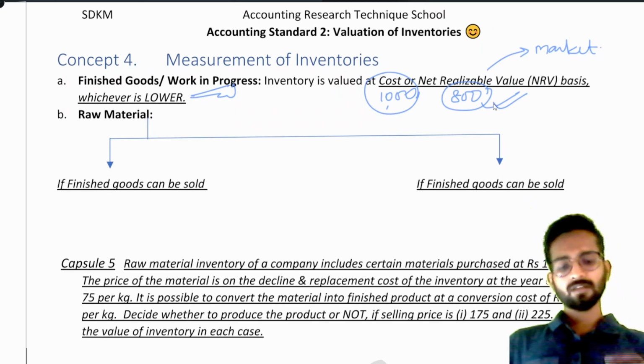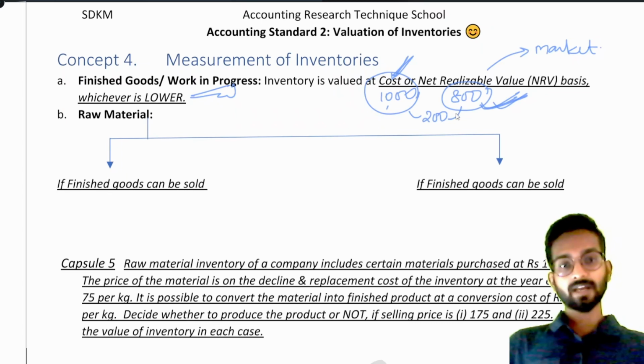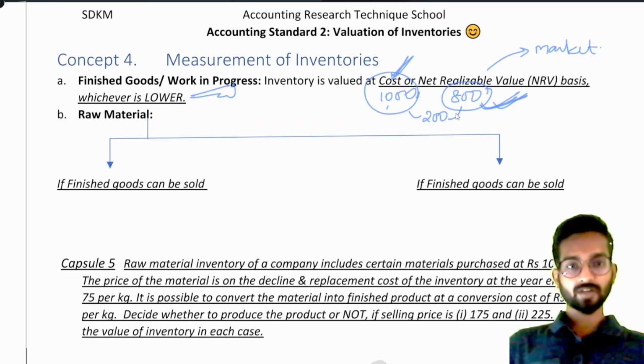But sir, if I have spent 1000 rupees on my product and I am valuing it at 800, don't you think it will be a loss? Very good. So it means there will be a loss of 200 rupees. Understand this. There will be a loss of 200. That loss will be transferred to profit and loss account.